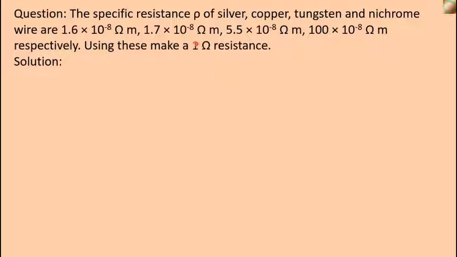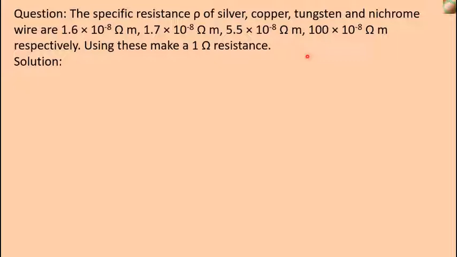The specific resistances (resistivities) of silver, copper, tungsten and nichrome wire are 1.6 × 10^-8 ohm meter, 1.7 × 10^-8 ohm meter, 5.5 × 10^-8 ohm meter, and 100 × 10^-8 ohm meter. Here, specific resistances for 4 different materials are given. Using these, make a 1 ohm resistance.